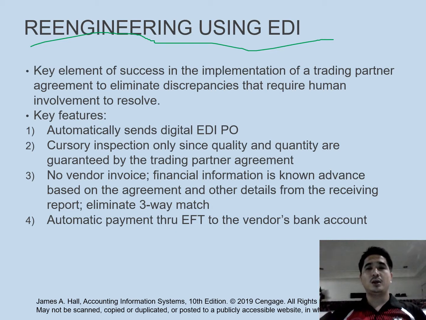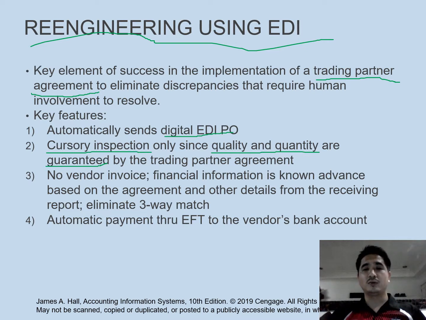However, the key document here is the trading partner agreement. So there should be agreement on specific items, more particularly the documents or information that can be accessed by the vendor from us, or the information that we can access from them. The key feature of EDI is that there's no hard copy PO. The PO is digital. And since the quantity and quality of the goods are guaranteed through the trading partner, cursory inspection is also needed. When you speak of cursory, it's a light inspection, so not heavy.